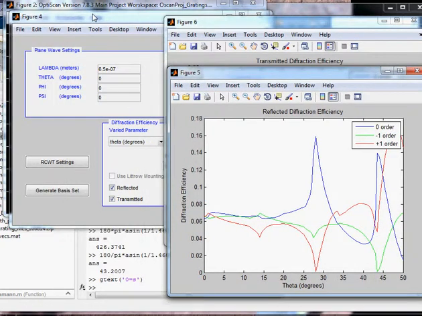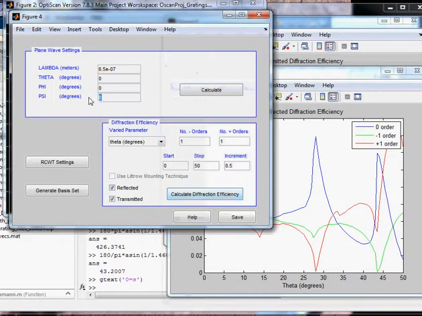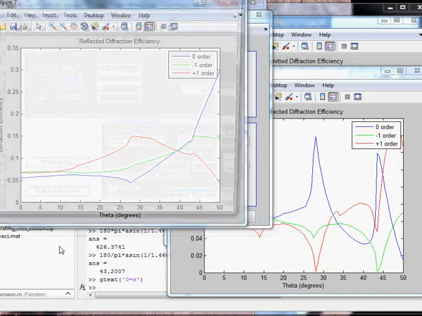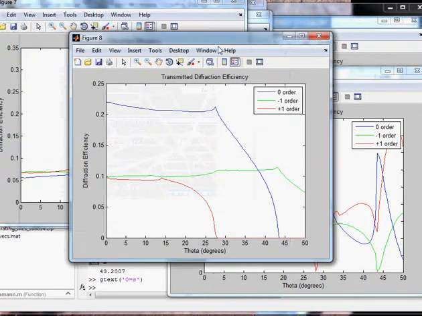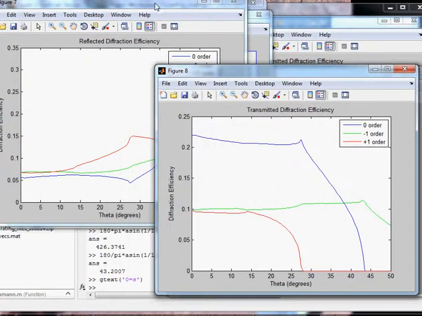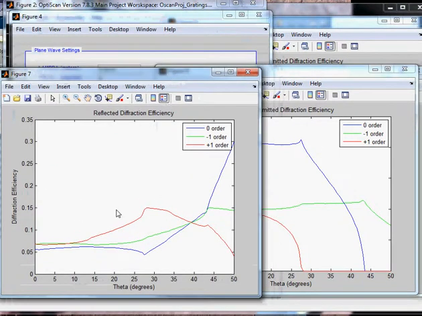And if you want to do S polarization, you change that to 90, and you can calculate again. And there's the transmitted and reflected diffraction efficiency for S polarization. And this is in a fraction, not percent. That's it.